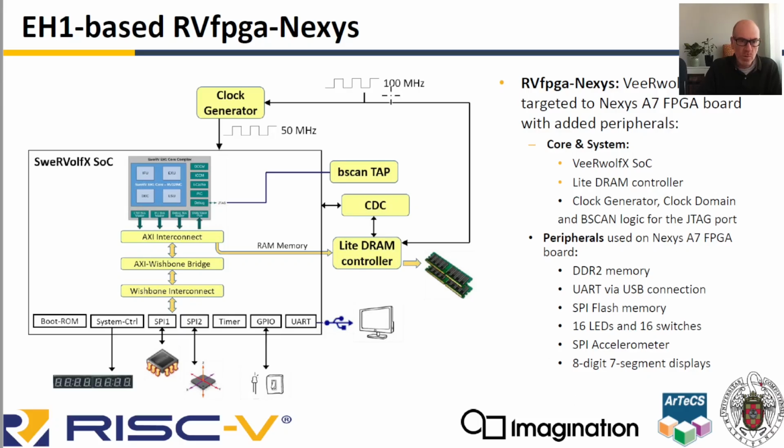In this slide, we show RVfpga Nexus, which adds several elements to the VeeR SoC. It adds a DRAM controller, a CDC, a vSCAN for the JTAG port, and a clock generator for a frequency of 50 MHz. The RVfpga Nexus uses several peripherals in the board, such as a DDR2 memory, UART via USB connection, SPI flash memory, an accelerometer, the 7-segment displays, and the switches and LEDs on the board.